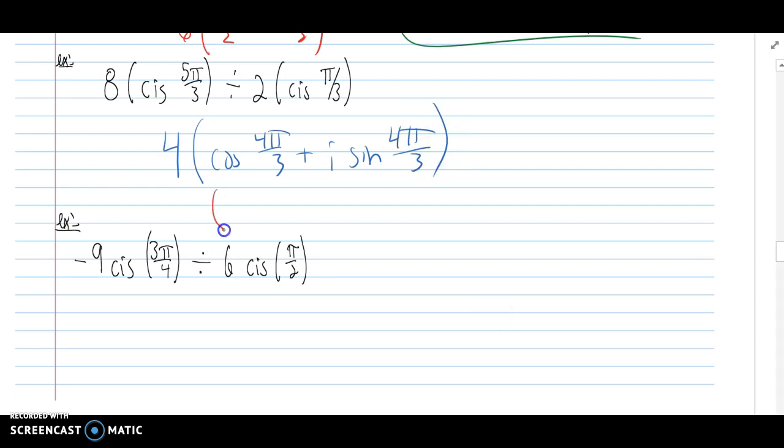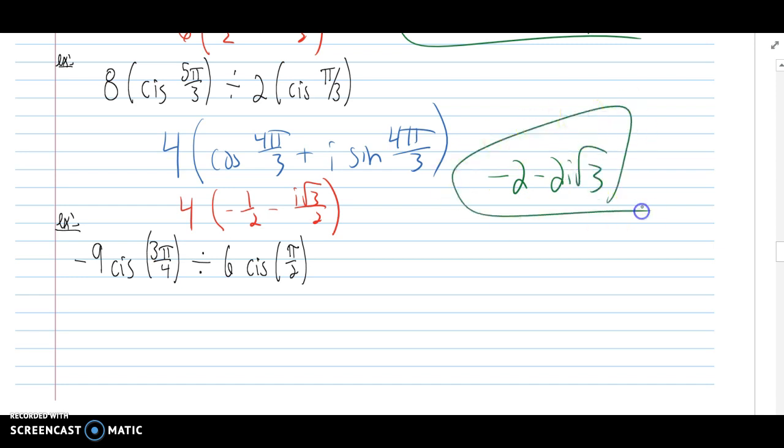Now let's simplify the inside. The cosine of 4 pi over 3 is negative 1/2. The sine of 4 pi over 3 is negative root 3 over 2. Now distribute the 4 to both of those terms, and we end up with negative 2 minus 2i root 3.